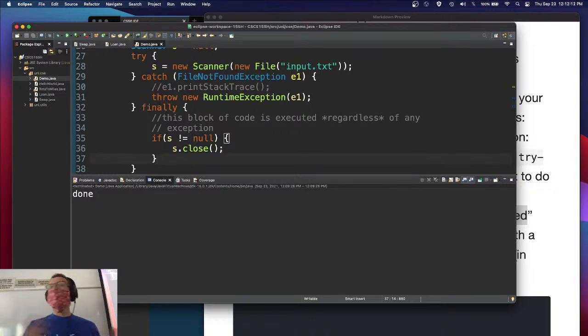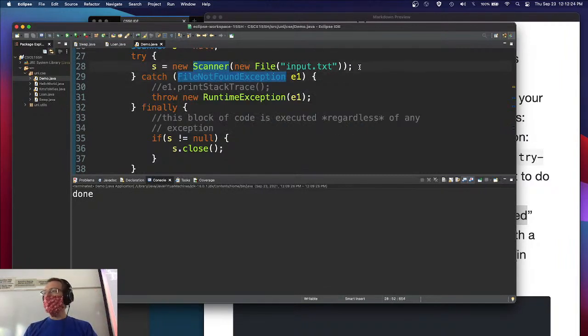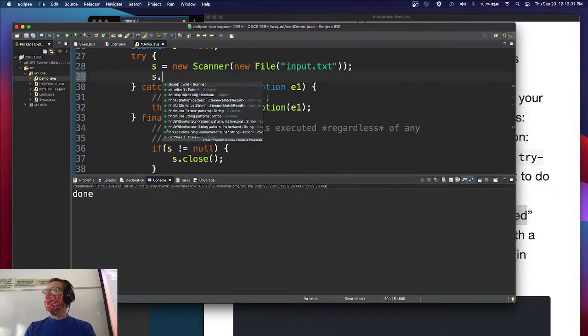Right? But why would you want to do this? Suppose that you open up the file. It's fine. If the file is found, there's no exception there. But then you start processing it. Maybe you're expecting an integer on the first line. So s dot next int.